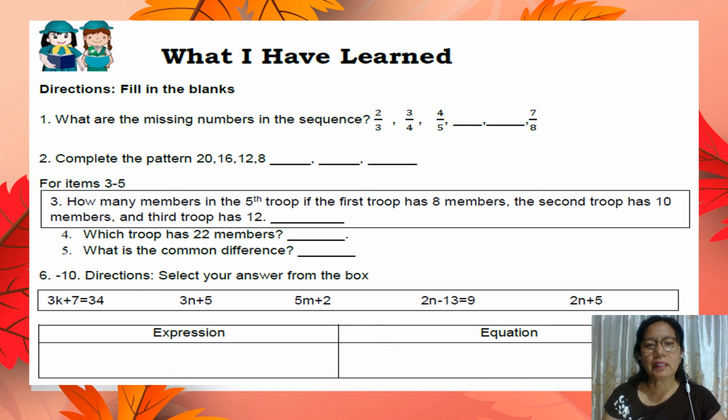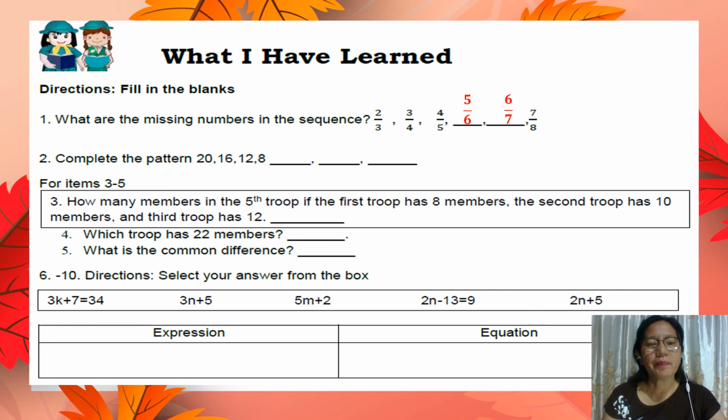Same as the denominators in ascending order. 3, 4, 5, so it should be 6, 7. And we have 8. So the first blank is 5/6. The second blank is 6/7.